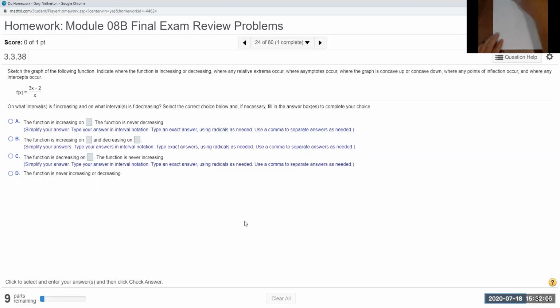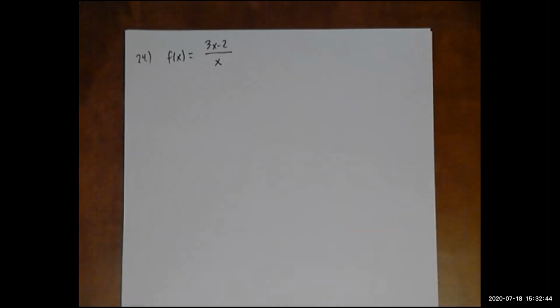24, I think, is the same kind of problem, just a different function. So let's write down the function, and then we'll do the same kind of thing that we just did. So this is 24, f of x equals 3x minus 2 over x. All right, so let's just try and figure everything out.